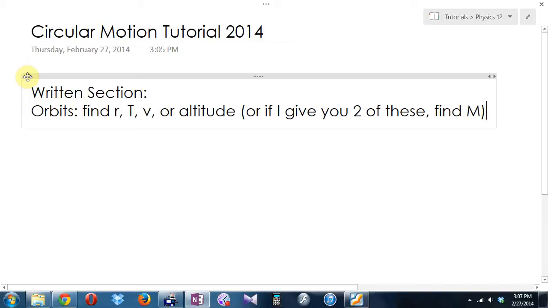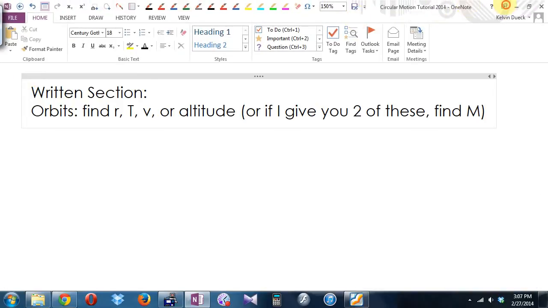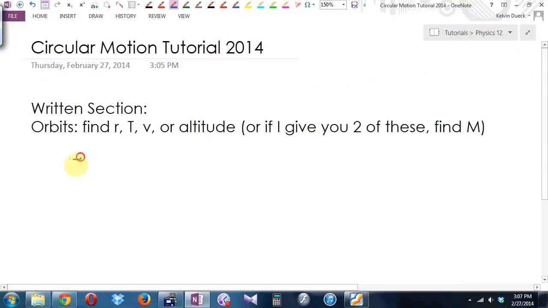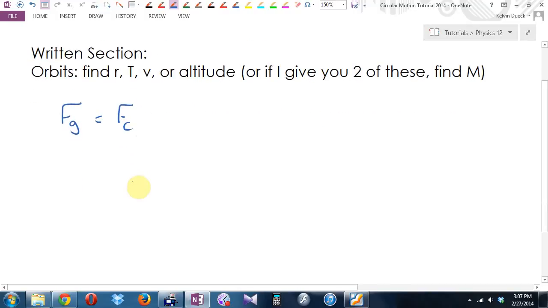All of them start out with what? All of them start out with, hey, if you know you're in orbit, what's our standard approach? Gravity equals centripetal. Gravity equals centripetal. And then that can branch off into two possibilities.